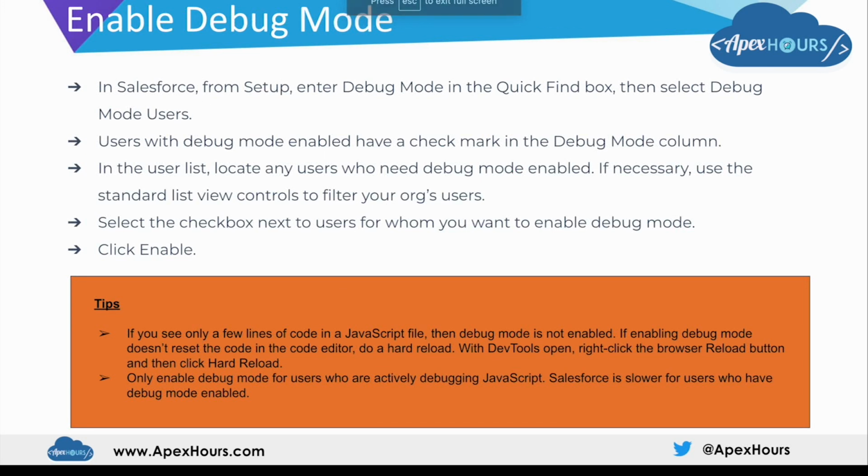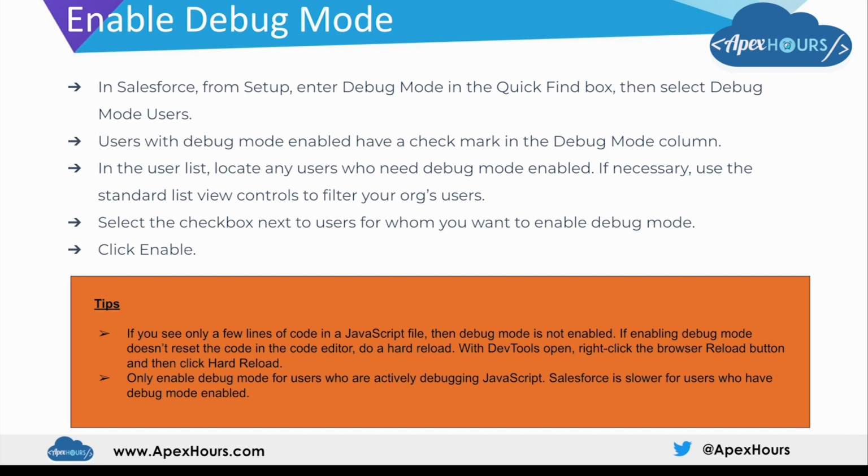Okay, so there are some specific tips I would like to share here. If you see only a few lines of code in the JavaScript file, then debug mode is not enabled. If enabling debug mode does not reset the code in the code editor, in that case you have to do a hard reload. With DevTools open, right click the browser reload button and then click Hard Reload. Using that way you will be able to hard reload your code in the browser as well.